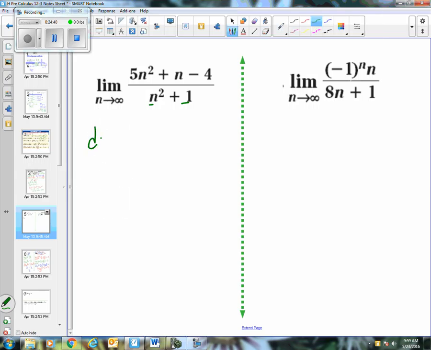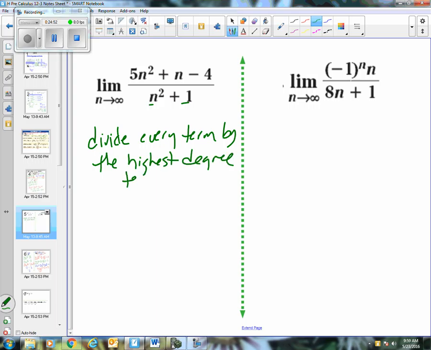So what we do is we divide, kind of like what we did for end behavior, every single term in this expression by the highest degree term that we have all together. So by the highest degree term. Whether that highest degree term happens in the numerator or the denominator doesn't matter. We're going to divide by the highest. So my highest degree term in each of these happens to be n squared. So in my case, I'm going to divide everything by n squared.